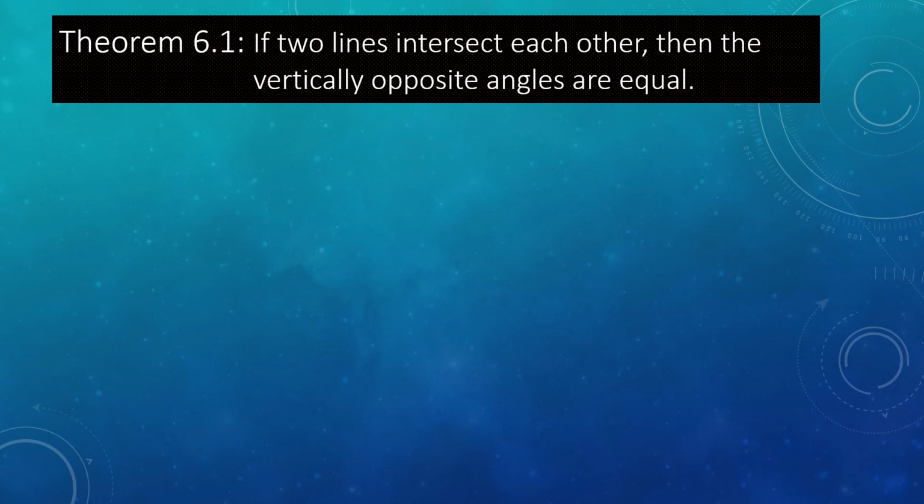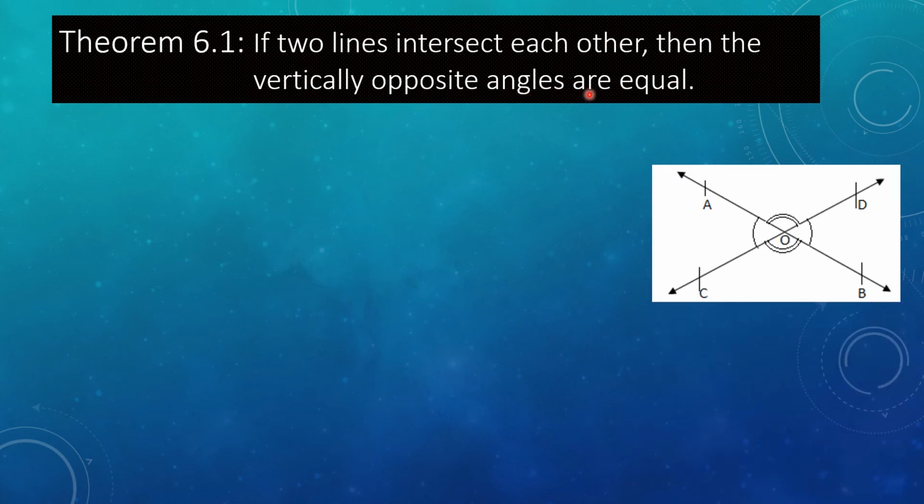Now theorem 6.1. If two lines intersect each other, then the vertically opposite angles are equal. Here a diagram is given. Here you can see that AB and CD are two lines intersecting at O. So AOC and DOB are vertically opposite angles, and also AOD and BOC are vertically opposite angles. Now here we have to prove that AOC and DOB have equal measure and AOD and COB have equal measure.